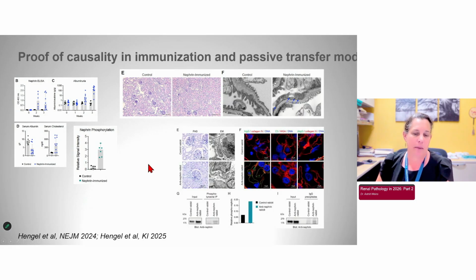And then they even did passive transfer models in rabbits as well, where they used serum from an adult with minimal change disease, and they were able to induce minimal change disease in rabbits, and found a similar kind of punctate staining in rabbits as well. So this confirmed our findings in animal models, which is important for really understanding the causality.